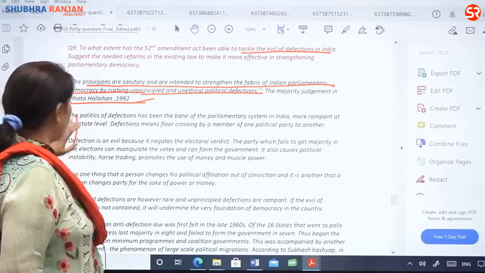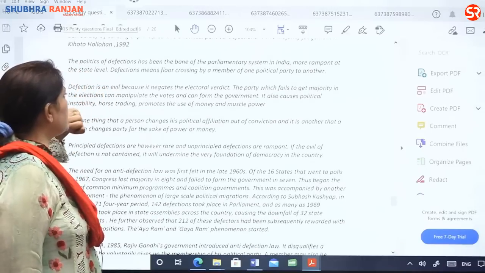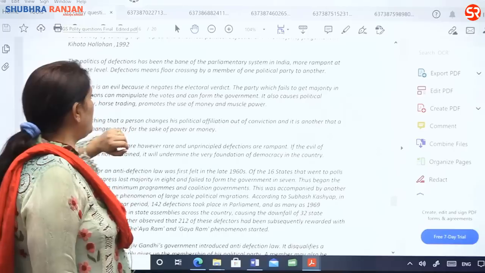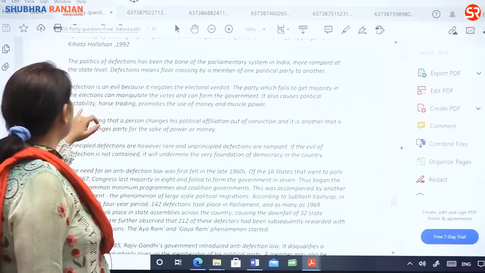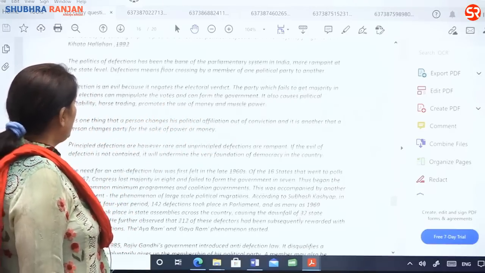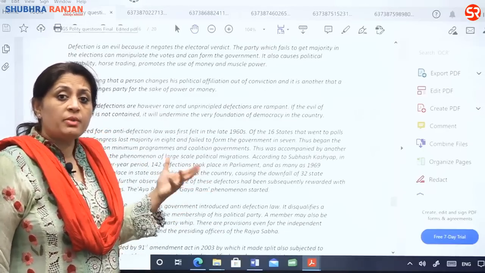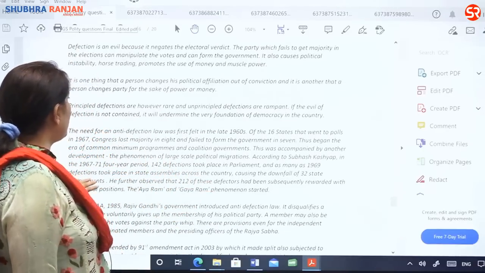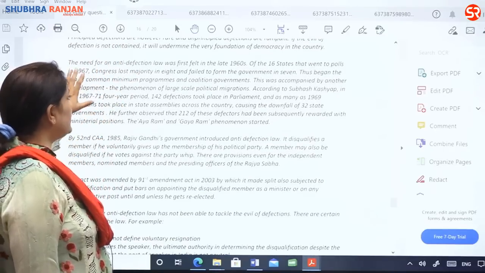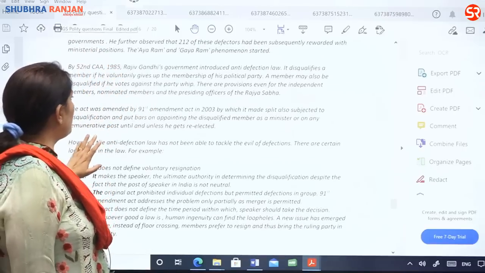The politics of defections has been the bane of the parliamentary system, more rampant at the state level. Defection is an evil because it negates the electoral verdict. It causes political instability, horse trading, and promotes the use of money and muscle power. See, people change sides not because of ideology but because of power or money. Principled defections are rare in India. Then there is data on how many defections have happened. Then the Rajiv Gandhi government brought the bill.